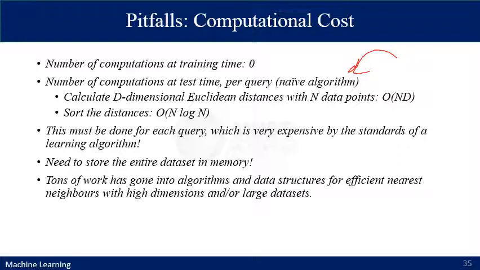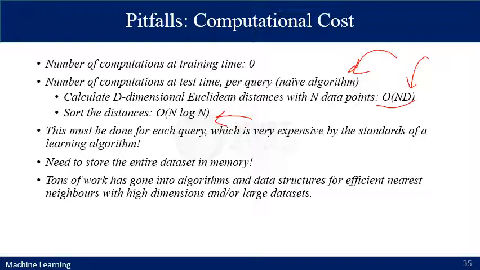So you calculate the d-dimensional Euclidean distances with n data points, which has the computation cost of big O of n multiplied by the dimension. Then you have to sort these distances to find out the minimum distances, which has also the computational cost of big O of n log n. So this is quite a computational cost. So this must be done for each query, which is very expensive by the standards of learning algorithms.